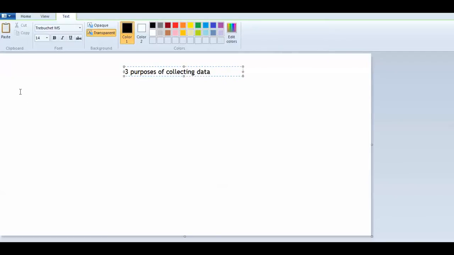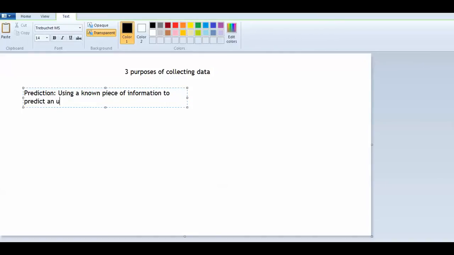One reason for collecting data is to make predictions. So we'll put prediction down here as one purpose of collecting data. Prediction involves using a known piece of information to predict an unknown piece of information. It might be a little bit too simple of a definition, but it works for right now. So what could be an example of this?